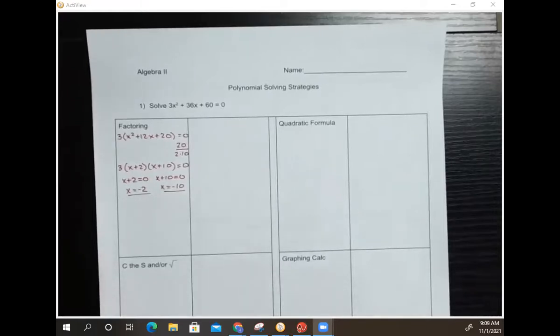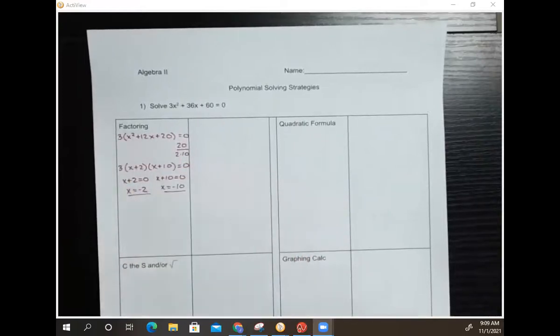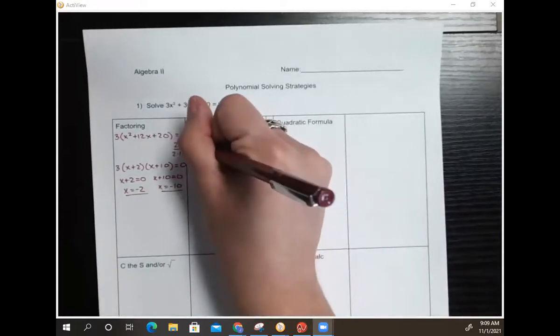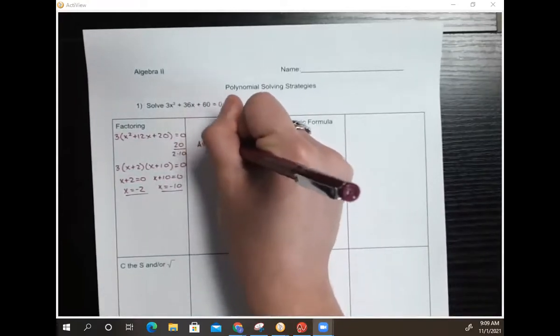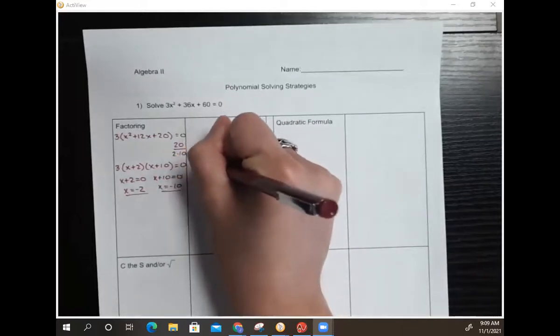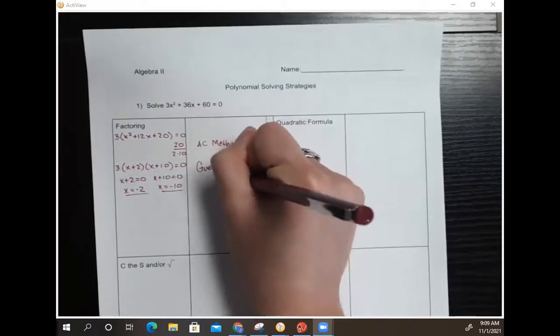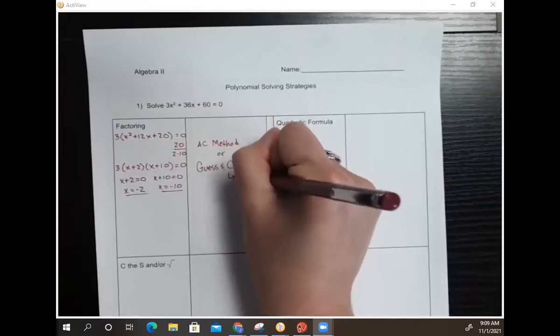Factoring on this one, not too bad. We had that GCF to pull out at the start, so you need to make sure you divide that 3 out of every term. That's the only kind of tricky part of this problem. But otherwise, not too bad. This factored nicely. And again, you can use AC method for this one, or what I've kind of called guess and check, that shortcut. Just make sure you take out that GCF first.